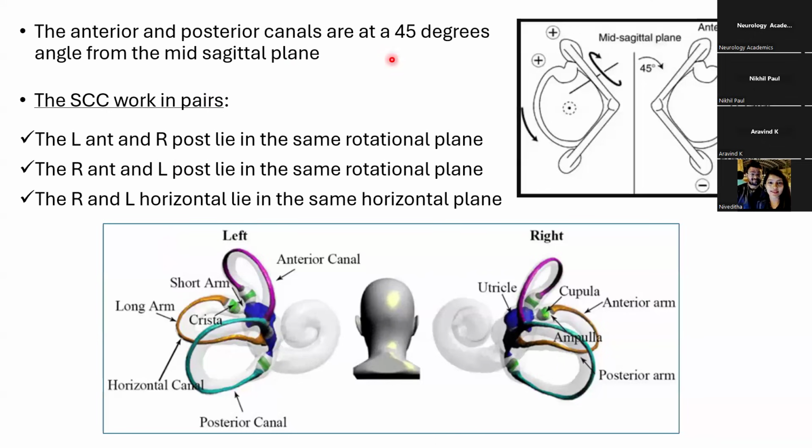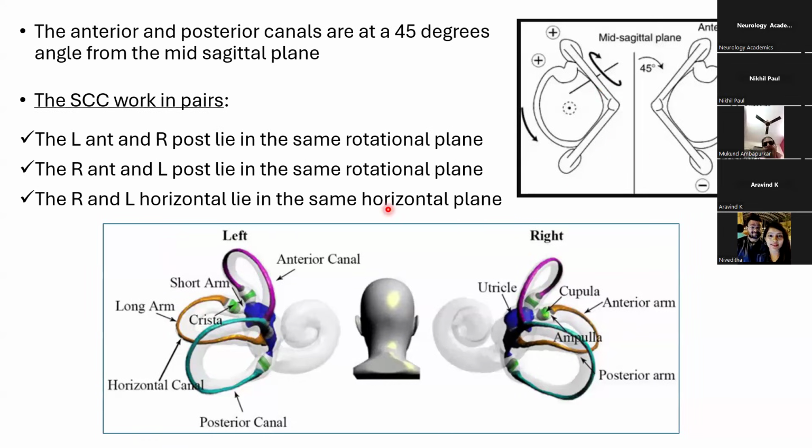There's something more about the anatomy. With regard to the mid-sagittal plane, the anterior and the posterior canals are at 45 degrees to the mid-sagittal plane. And we have three canals on either side, and these semicircular canals work in pairs.